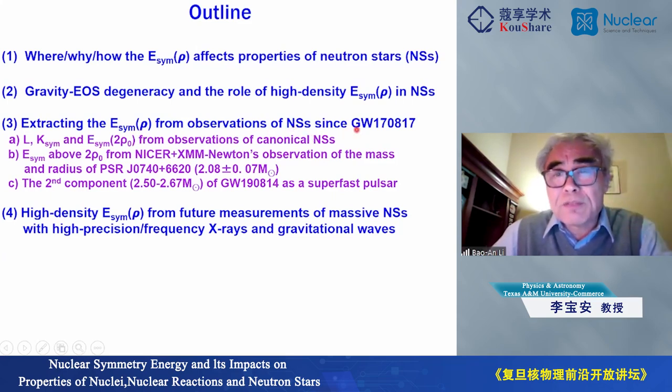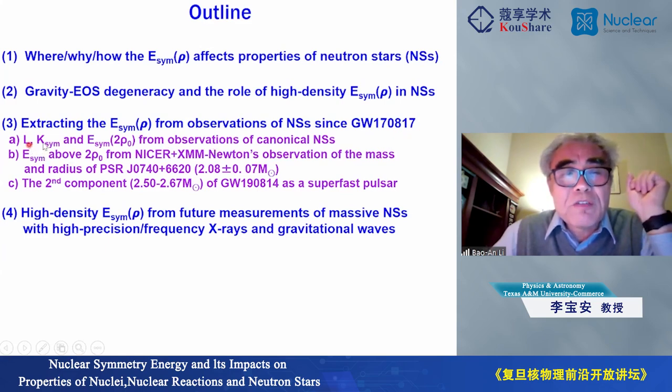Then I would like to discuss the symmetry energy extracted from observation of neutron stars since the first detection of gravitational waves from neutron star mergers, since GW170817. In particular, we'll discuss what we have learned about the slope and curvature of symmetry energy and the symmetry energy at two times normal density. Then we'll discuss what we can learn about the symmetry energy from the latest observation of the most massive neutron stars by the NICER collaboration.